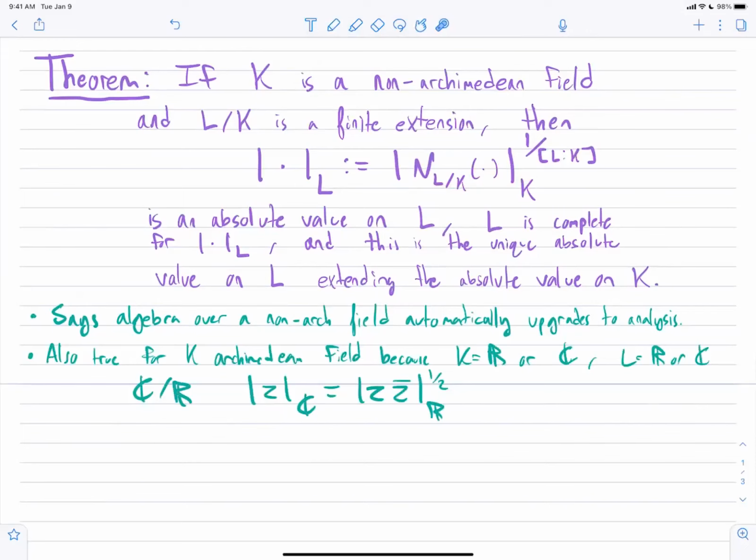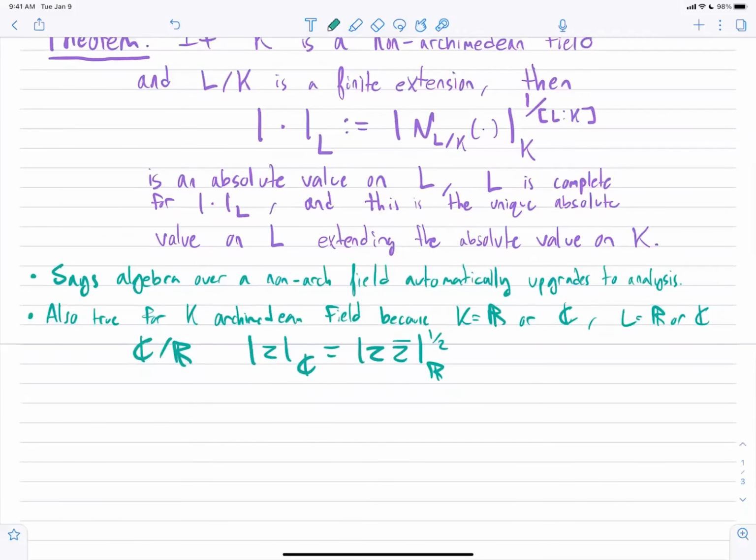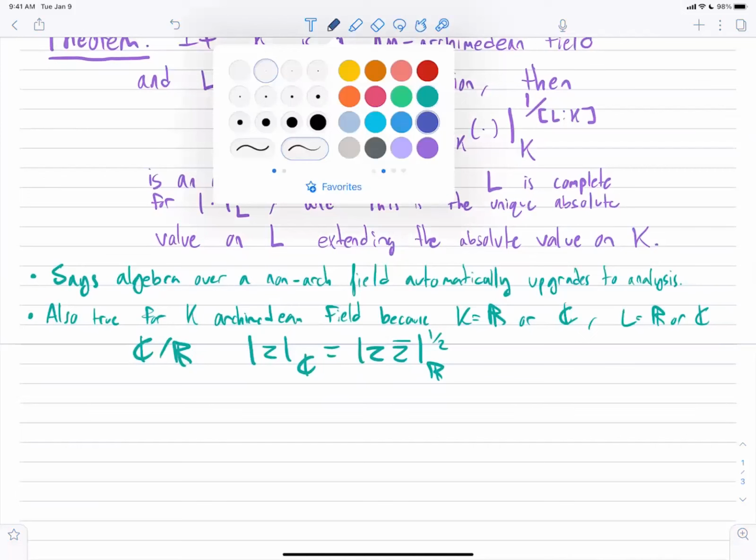Good. Great, so algebra automatically upgrades to analysis. And this is going to be very powerful. For example, this will let us talk about the absolute value of roots of a polynomial. So we'll do some applications in that direction. Let me say something about the proof. I'll just say, and this isn't going to be a proof, but remarks on the proof.